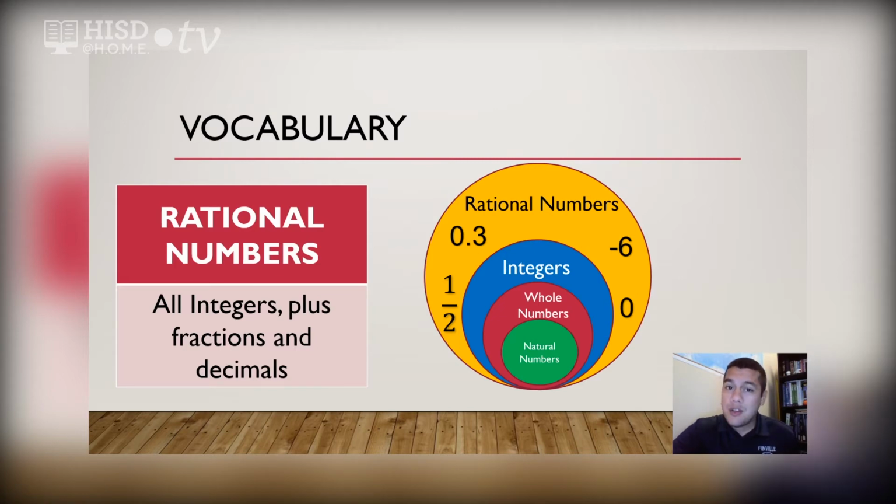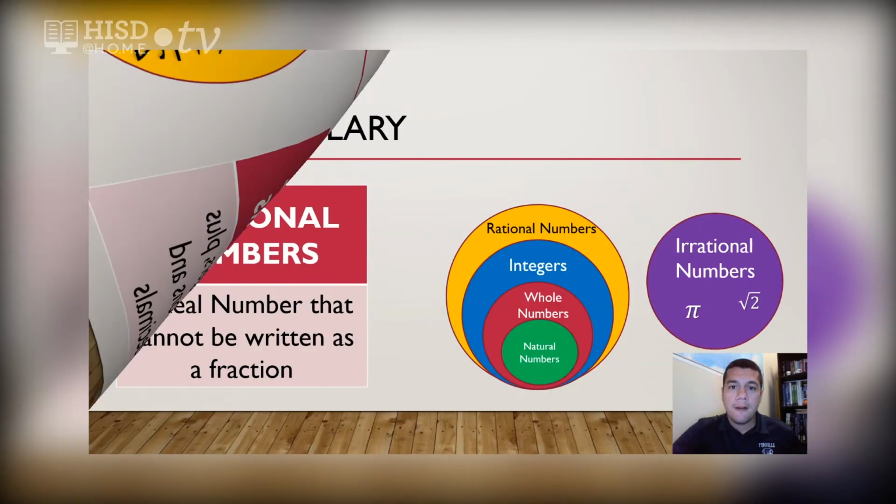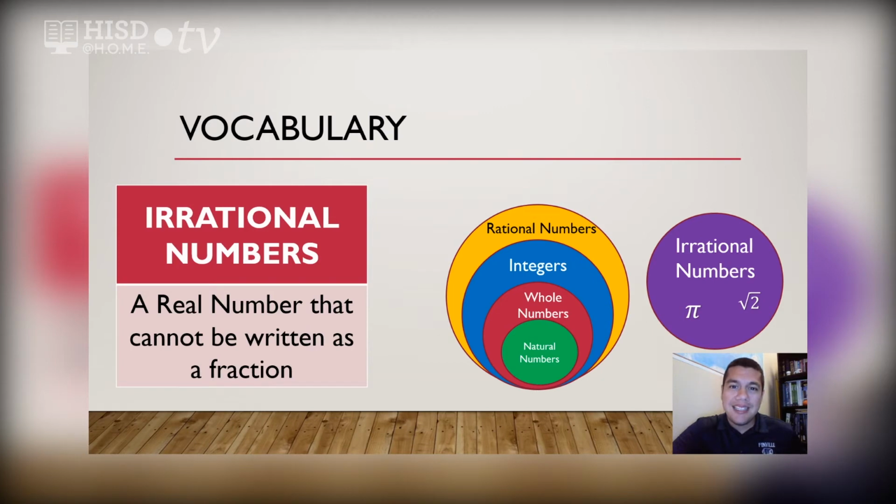All the numbers in the rational numbers can be expressed as a fraction. The next group is irrational numbers. And notice that irrational numbers are not inside of rational numbers. That's because they are completely different, because irrational numbers cannot be expressed as a fraction of two integers. One example is pi. And pi is just a number that does not have a termination on its decimals.